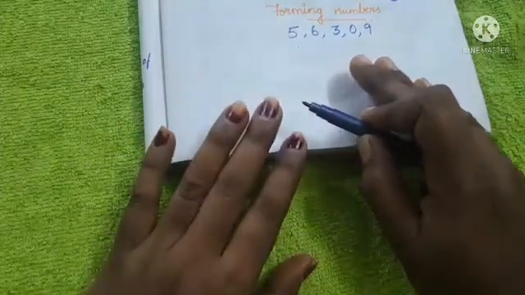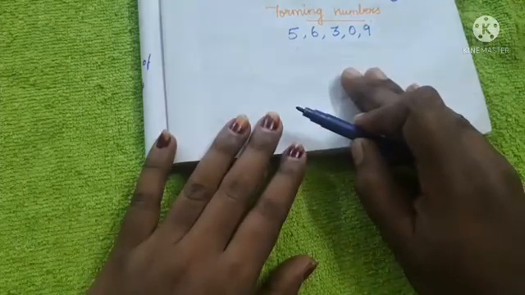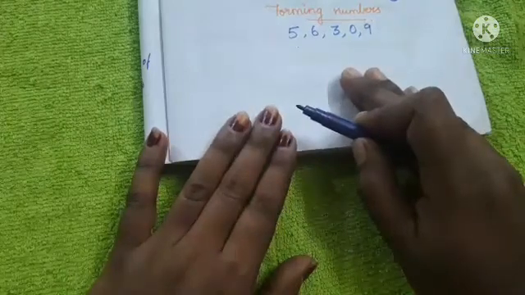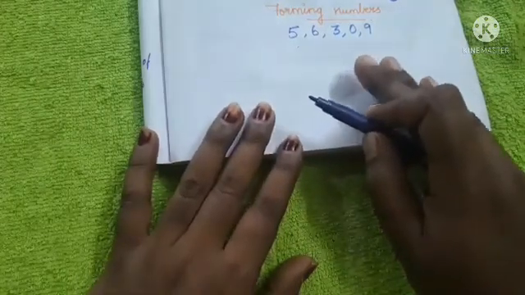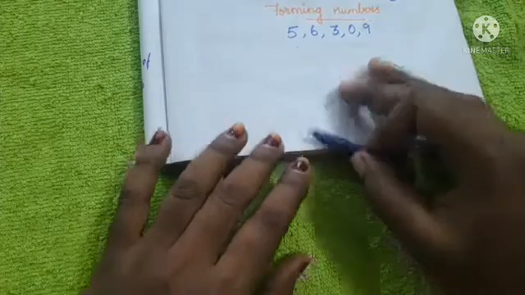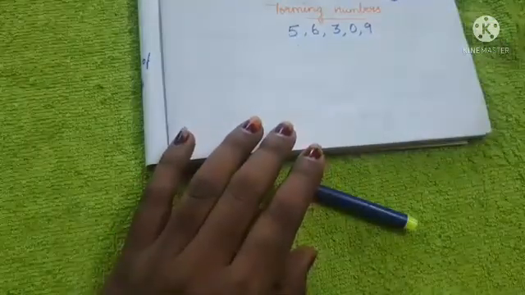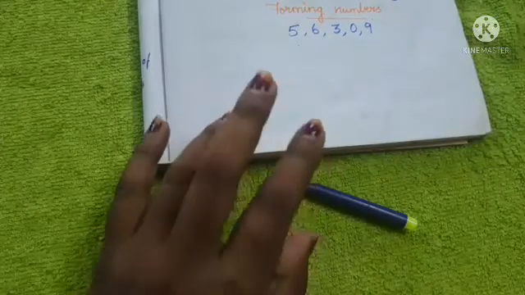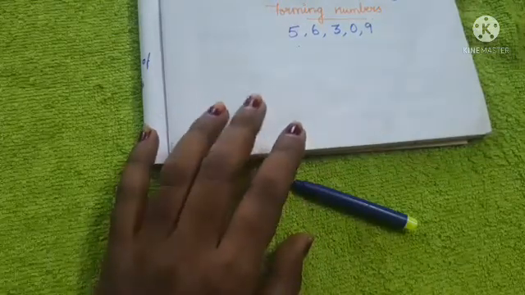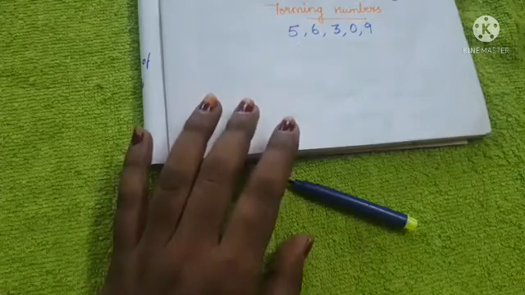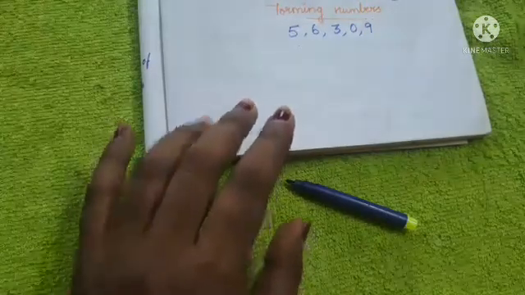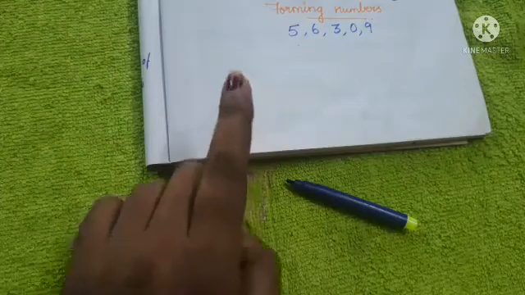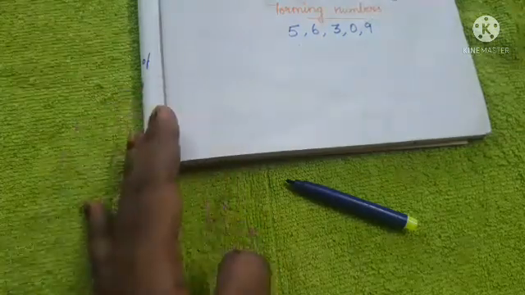So how to find out the greatest number? To find the greatest number we have to arrange the given digits in descending order. Already we learned how to arrange in ascending and descending order. So here we have to arrange in descending order. Descending order means we have to write the numbers from greatest to smallest.